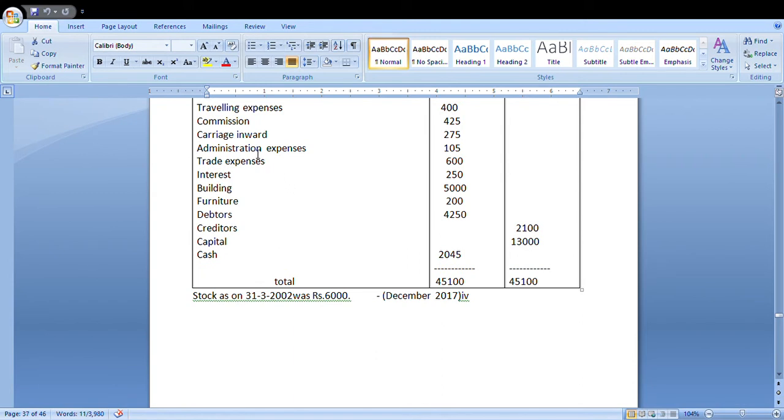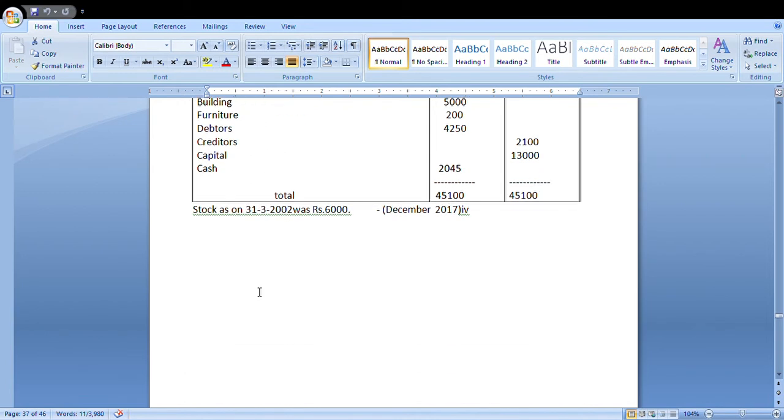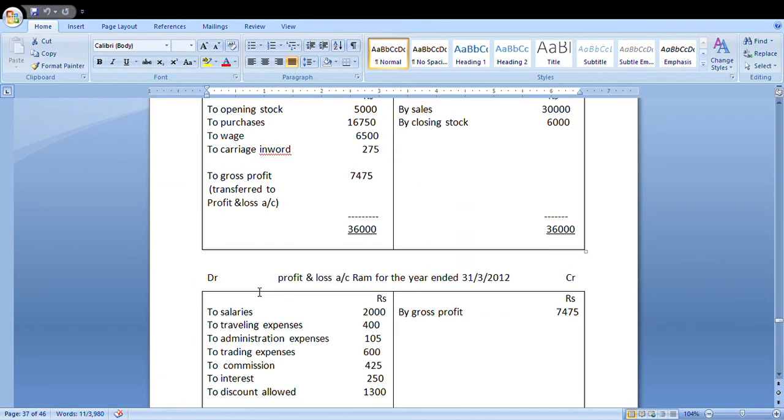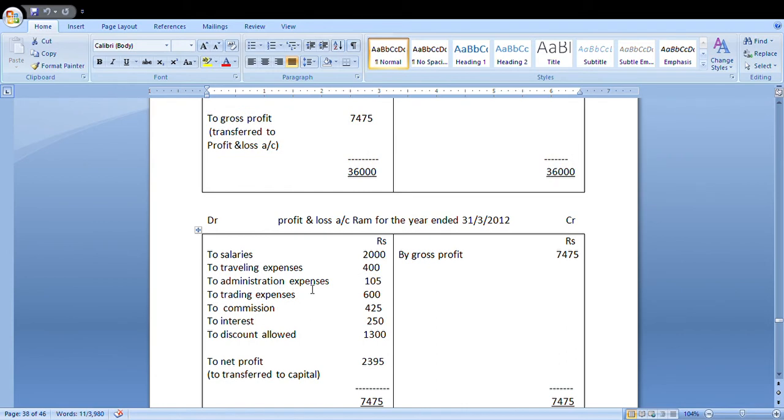Next, carriage inward. This already enters the trading account, so it does not enter the profit and loss account. Administration expenses. This is also an expenditure. It does not enter the trading account, so enter it in the profit and loss account, debit side. Administration expenses.